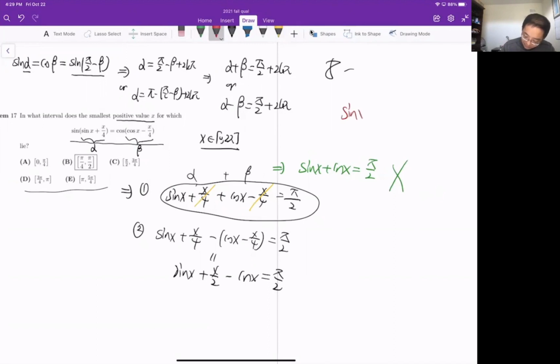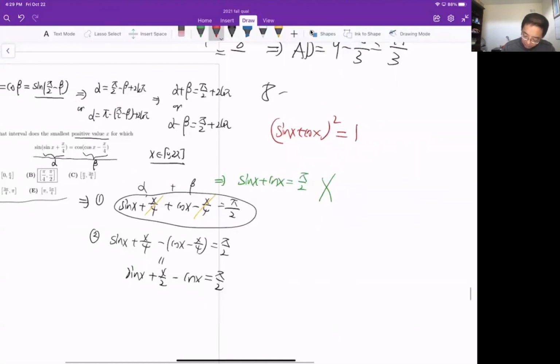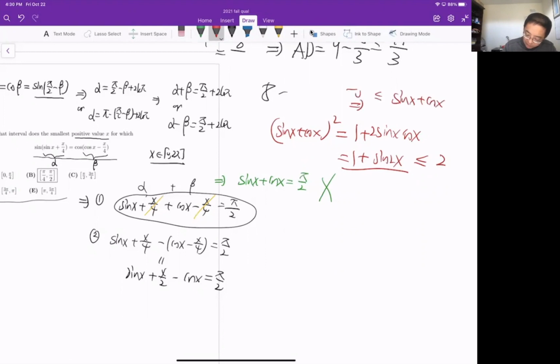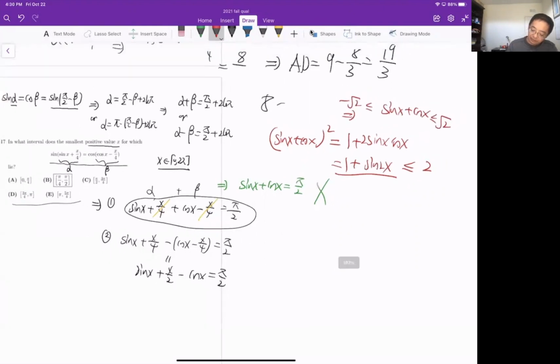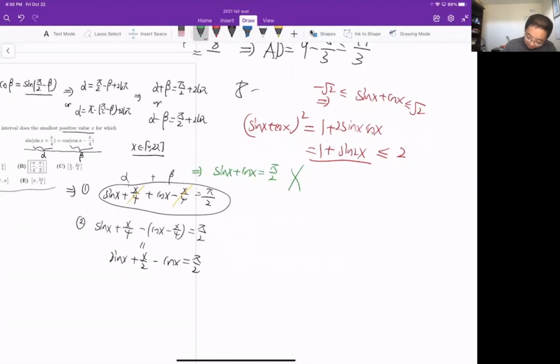Let's look at sine x plus cosine x. If we take the square on both sides, we get 1 plus 2 sine x cosine x, which as we did before is 1 plus sine 2x. Therefore, this is at most less than or equal to 2. This tells us sine x plus cosine x is always between negative square root 2 and positive square root 2. But pi over 2 is like 1.5 something, and this is strictly bigger than square root 2, so that is impossible. So the first one is impossible.